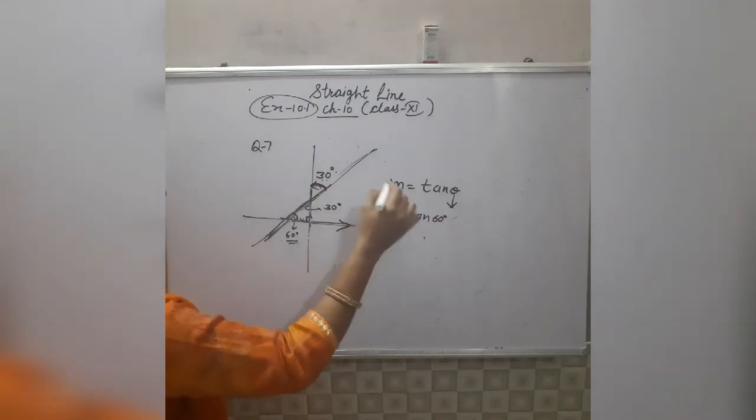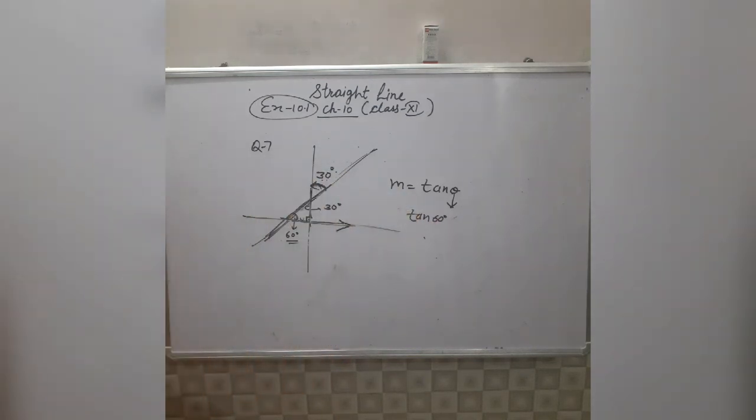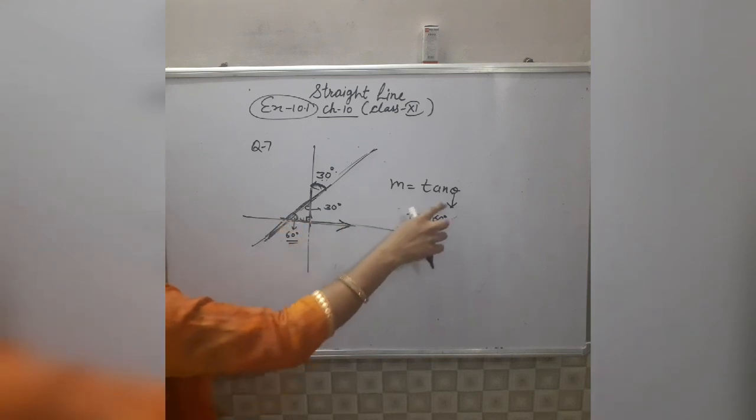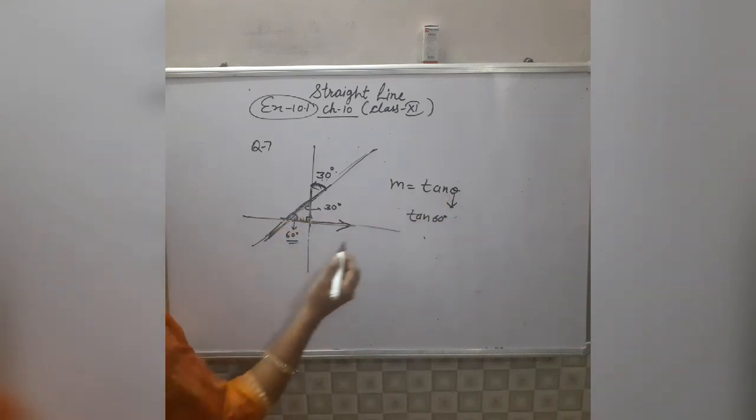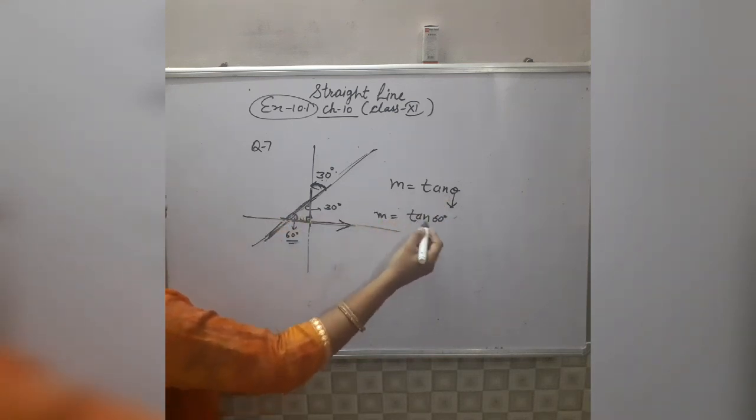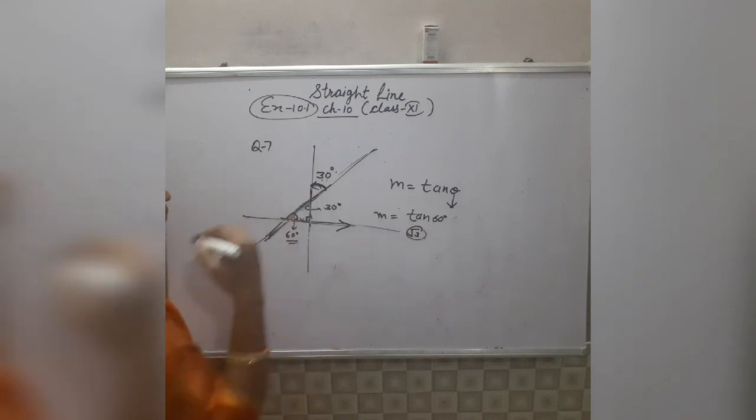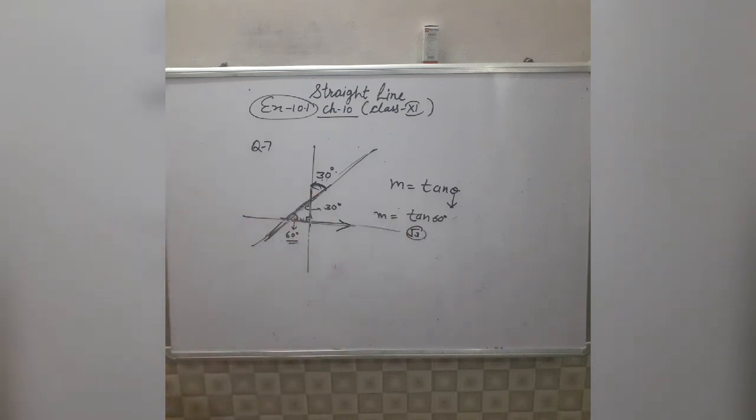If you take tangent 30, then it becomes wrong. You will take the angle of the line with the positive direction of the x-axis. So angle theta is here 60 degrees, and the value of slope will be tangent 60, and all of you know what the value of tangent 60 is? Root 3. So slope is root 3.